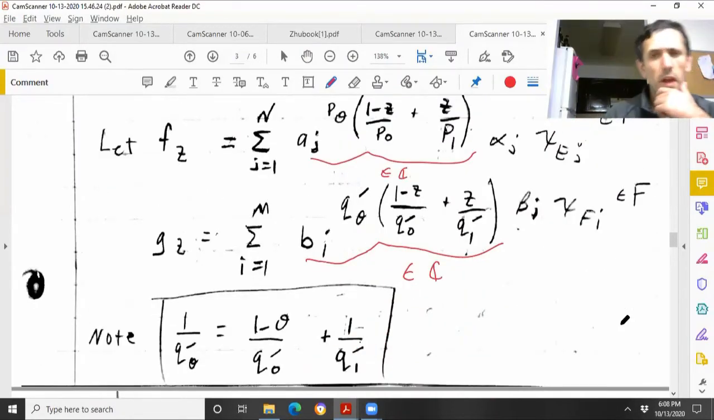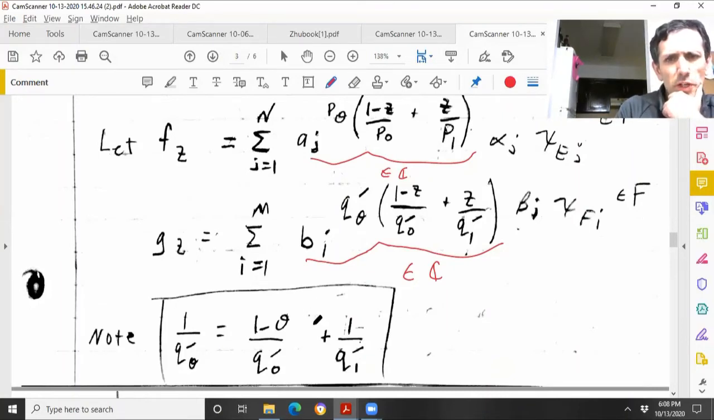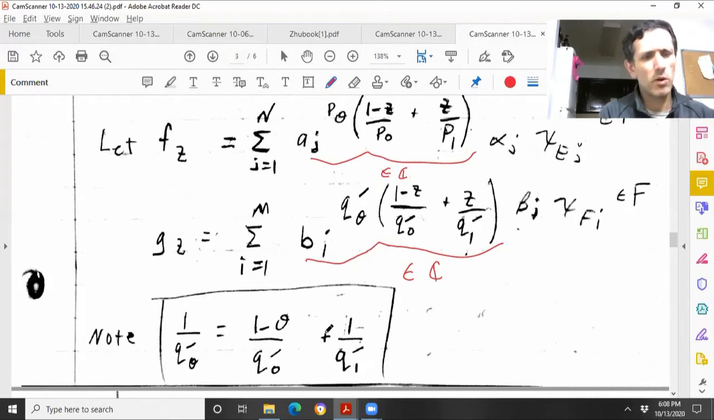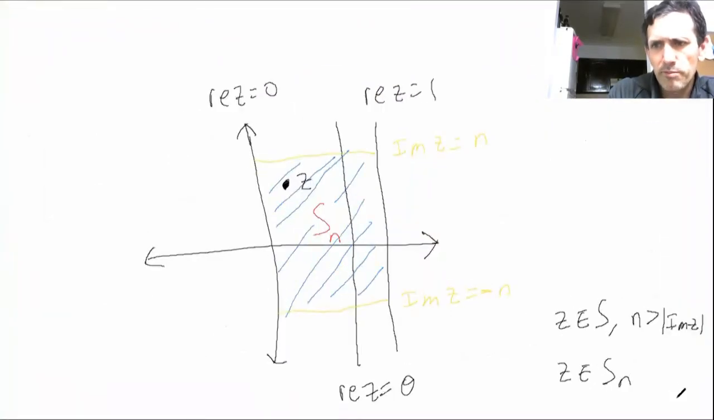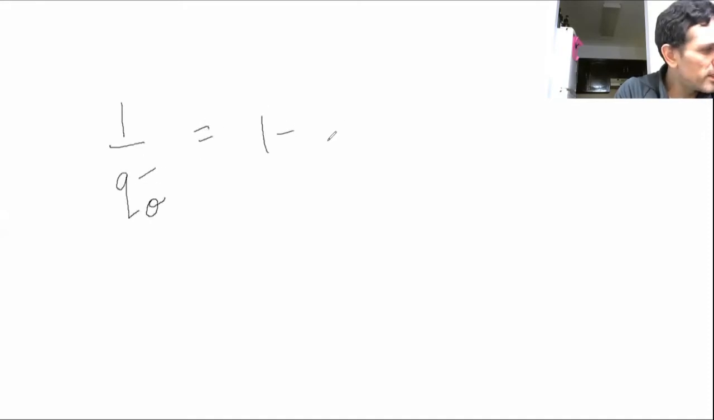Okay, and one thing to notice is that 1 over q_θ prime is (1-θ) over q_0 prime plus θ over q_1 prime. So I'll quickly show you where that comes from. Things like this pop up in PDE theory when you want to do Sobolev inequality type stuff. Okay, so why is that true? Well, let's just check this. I could make this a homework, but it's kind of too easy for homework.